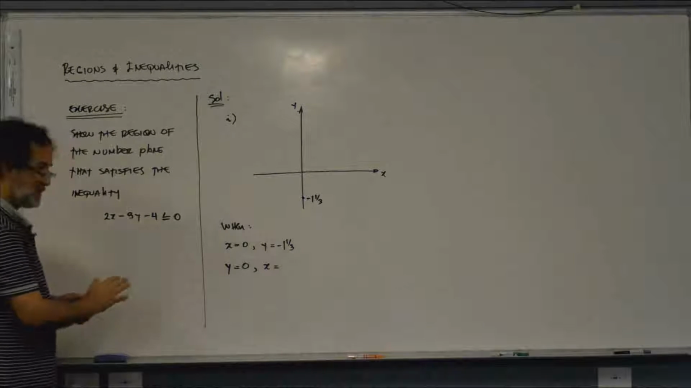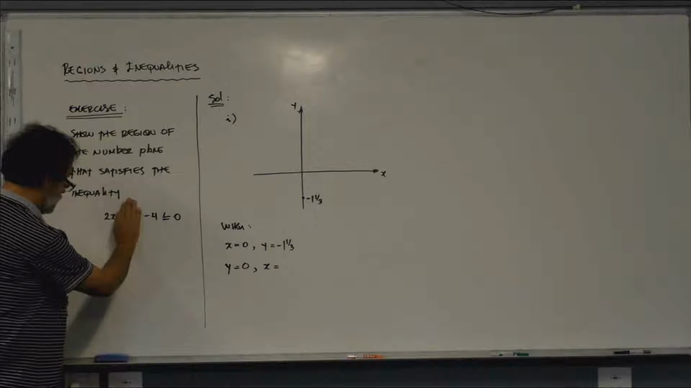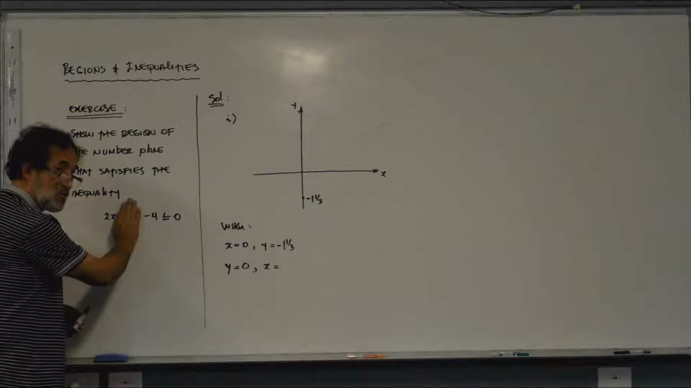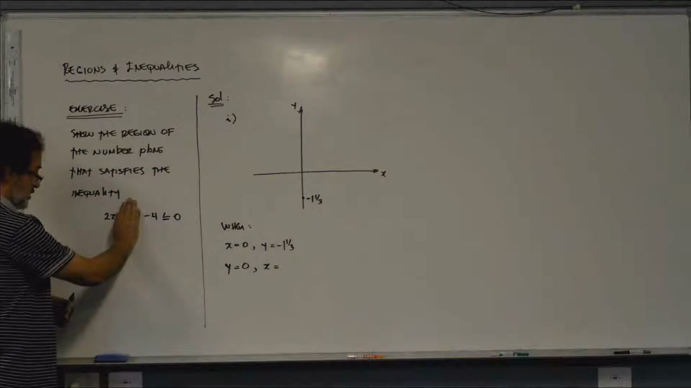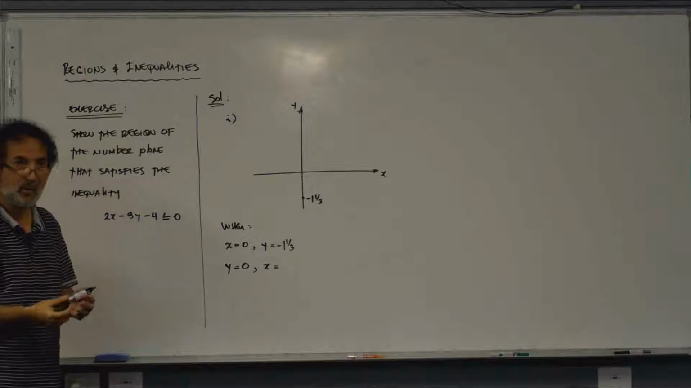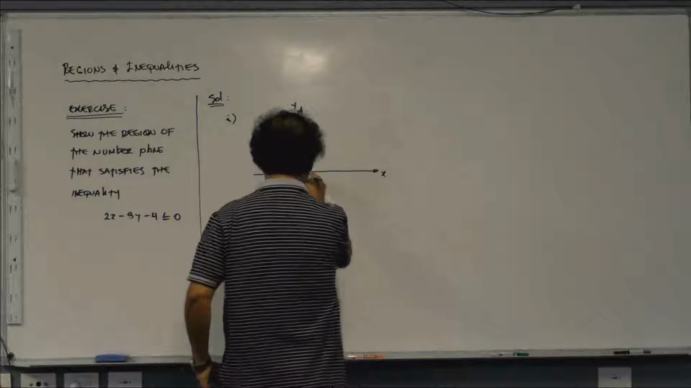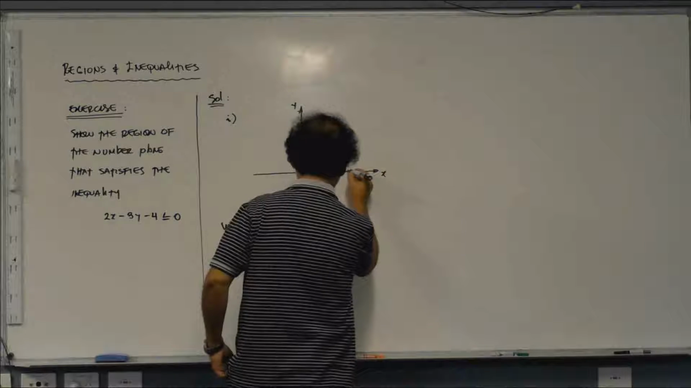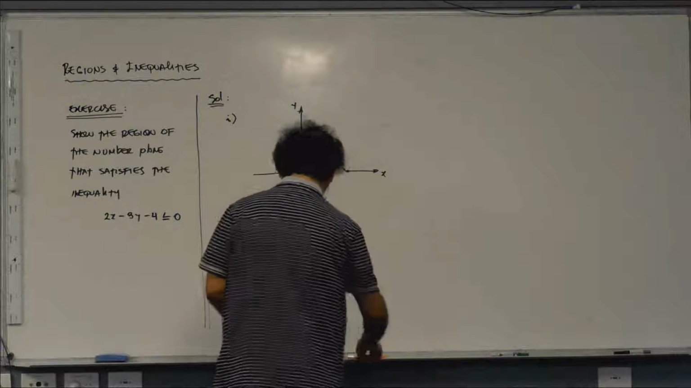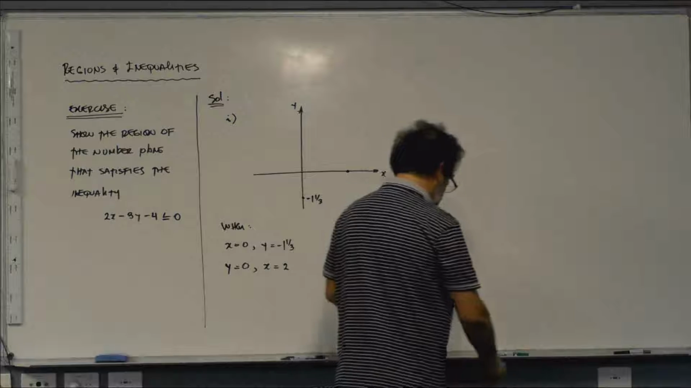And then when y equals 0, x is going to be equal to. Okay, so when y equals 0, then you're going to have 2x minus 4 equals 0. Okay, so you're going to have 2x. So therefore, x is going to be equal to 2. That's it. So that is easy. Okay, so that x is equal to somewhere here. Okay, and then you're going to draw your beautiful line.